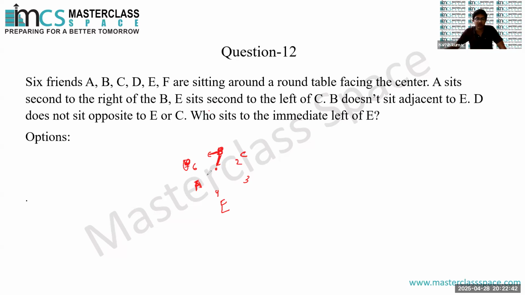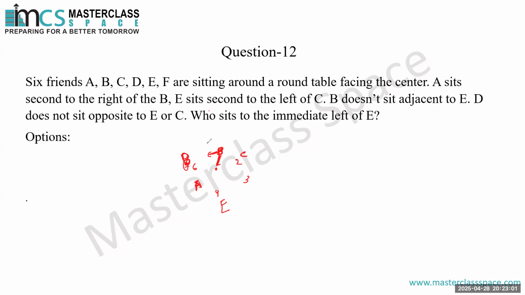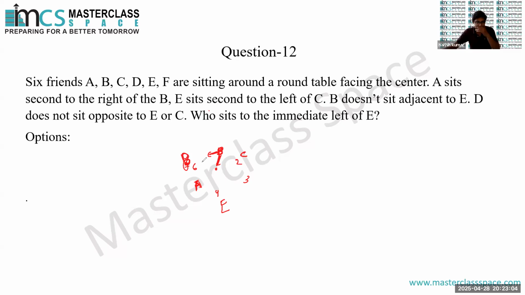If D is not sitting opposite to E or C, then here I can't place him. Can I place D here? What will happen if I place him here? Can I place him here, D? No. If I place him here, he sits, so 1, 2, 3, no. D does not sit opposite. So D, I have to place him here. Yes or no? Yes, because if I place him here, he's not sitting opposite to C or E.